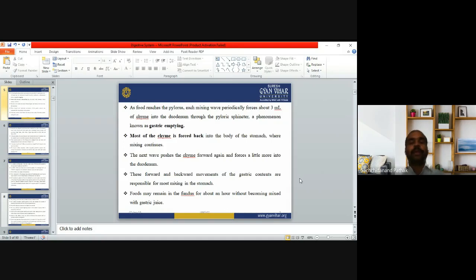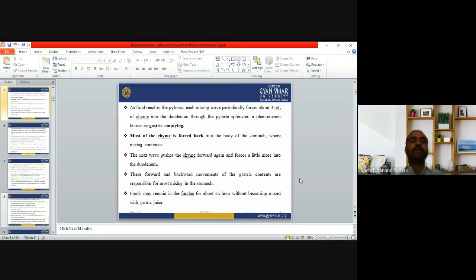Okay, that means gastric emptying. Gastric means we are talking about the stomach. Emptying means to make it empty, खाली कर देना. So in this case, how much time is taken by the stomach to make itself empty? How much time is taken for the chyme to pass into the duodenum through the pyloric sphincter? This process is known as gastric emptying.